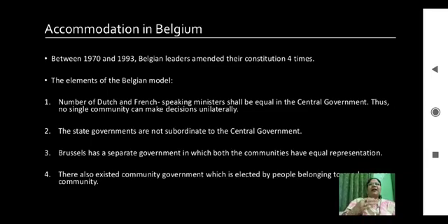So now they had four different types of government. The first is the central government with equal representation. The second is the state government, not subordinate, with powers transferred and substantial autonomy granted. Third comes the special separate government for Brussels, the capital. And lastly, we have the community government.